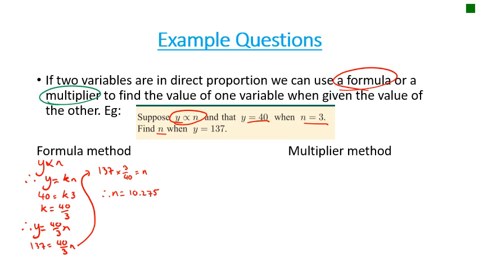Or we can use the multiplier method. So we know that 40 is to 3 as 137 is to n. We need to find out what we multiplied 40 by to get 137, because whatever we times by there, we've now got to times by over here. This is the multiplier method. We need to find the multiplier. In order to work out what the multiplier is, we divide 137 by 40. That gives us our multiplier.